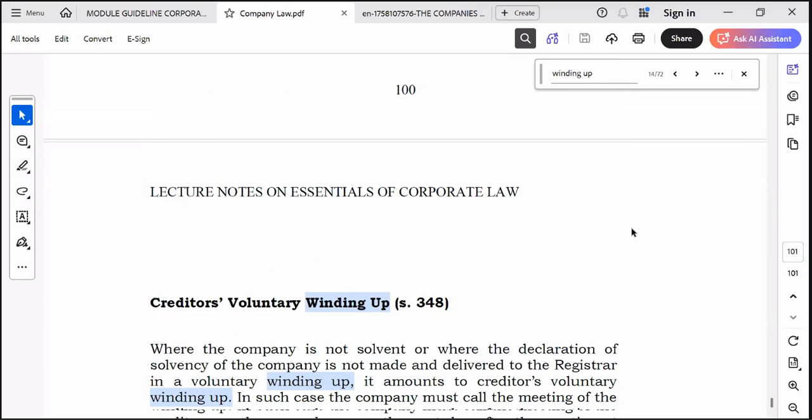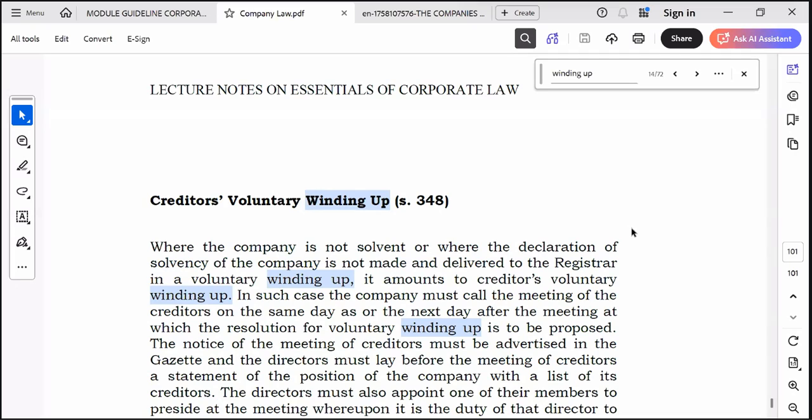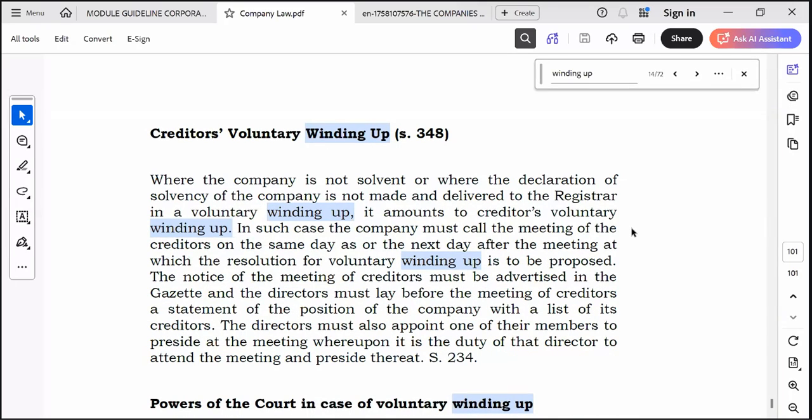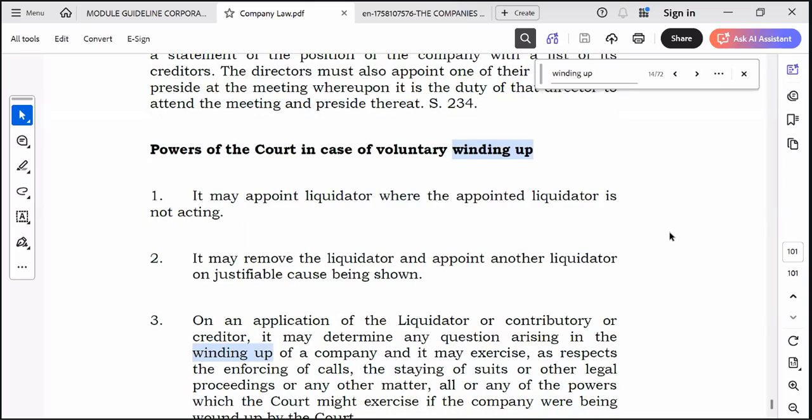Now they can be by members or they can be by creditors, because if you see, for instance, the provision relating to creditors' voluntary winding up, it applies where the company is not solvent or the declaration of solvency is not made and delivered to the registrar in the voluntary winding up; it amounts to creditors' voluntary winding up. So the company does not want to state a declaration of solvency. Then we who are investing are afraid, and we are allowed to go and say, okay, let us wind up, because creditors will be paid from the assets that exist, so that we do not lose everything.